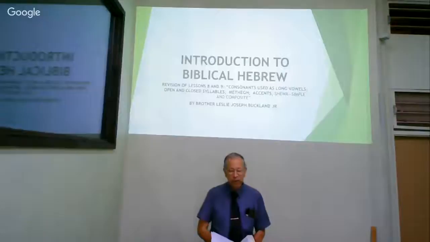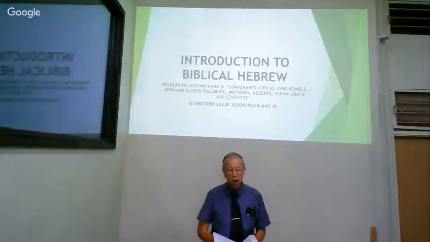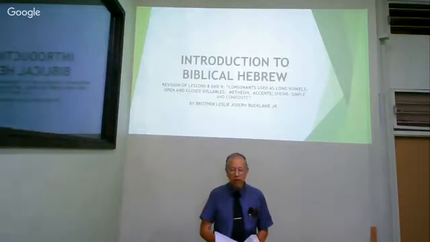Yesterday we started this revision. We looked at consonants used as long vowels, the consonants Aleph, Waw, and Yod. Aleph representing long A, Waw representing the long U sound and the long O sound, and Yod representing the long I sound and the long E sound.